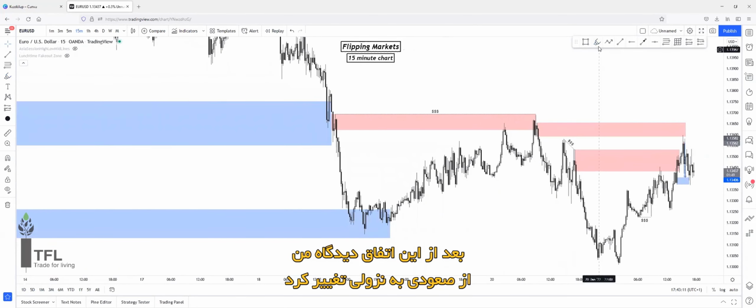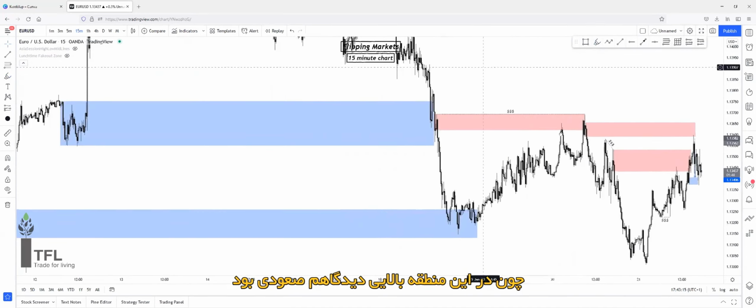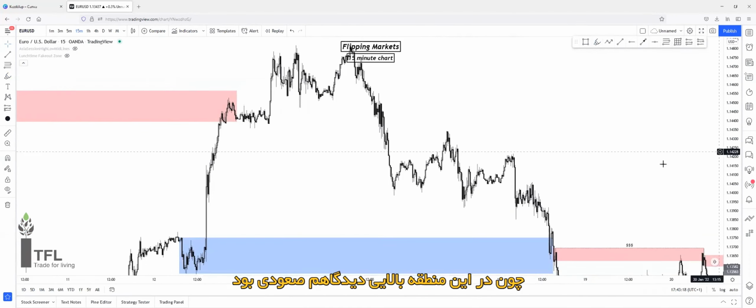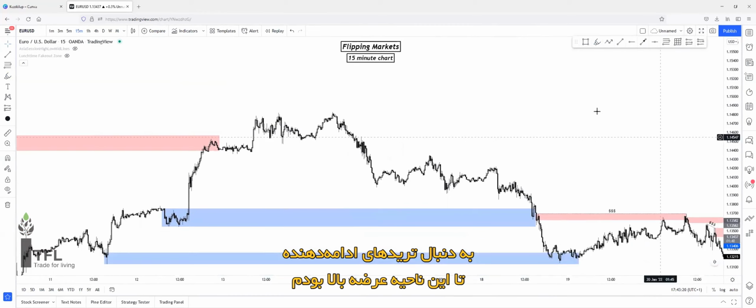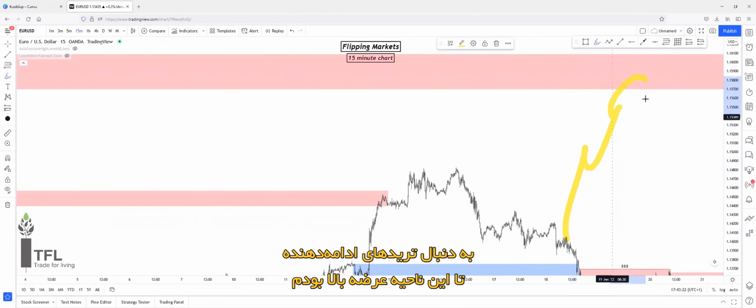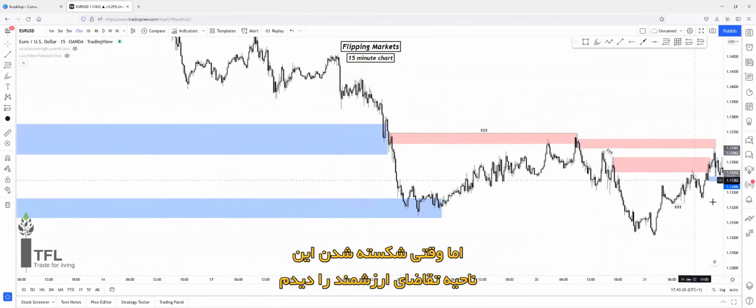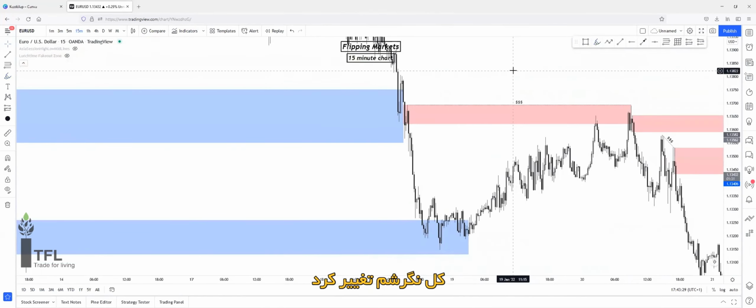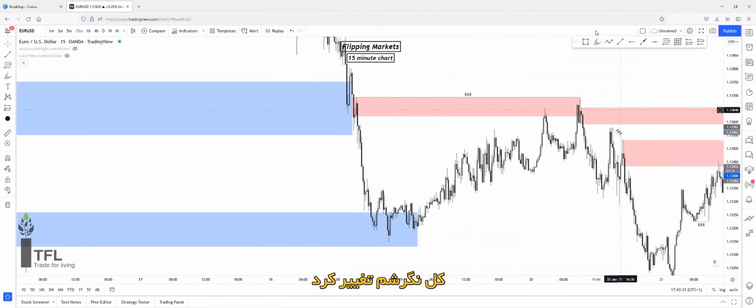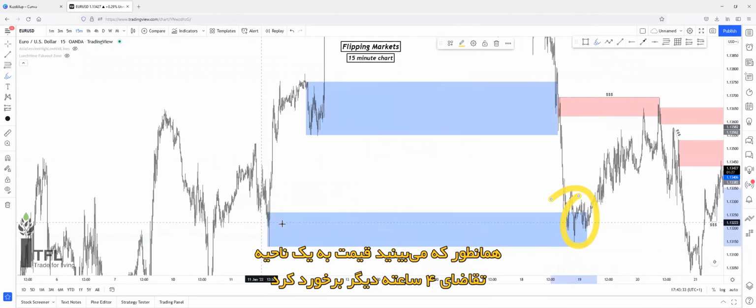Okay, after I saw this break, my whole bias changed to bearish from bullish, because in this upper region, my bias was bullish and I was looking for continuation trades up to this daily supply level here. But after I saw this break of this 4-hour valuable demand zone, as I said, my whole bias has just changed. Okay, as you can see, price tapped another 4-hour demand zone right here.